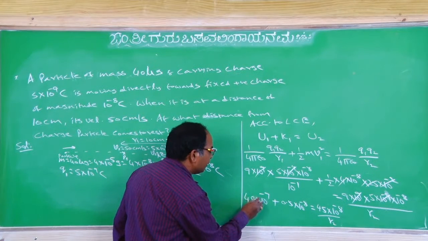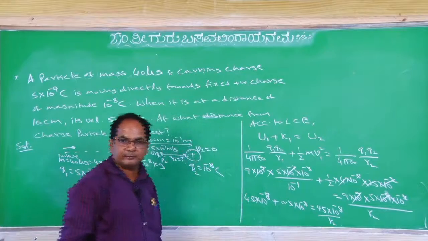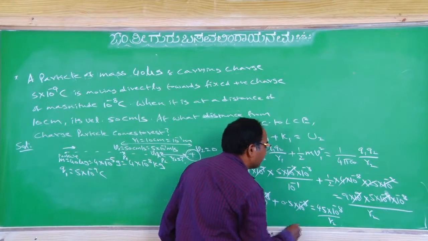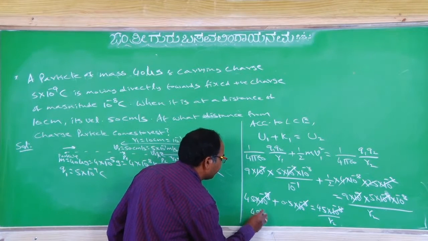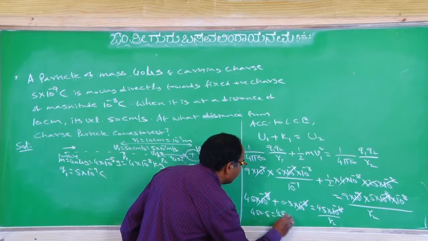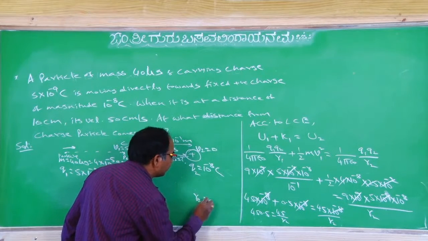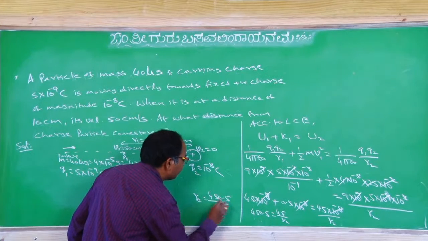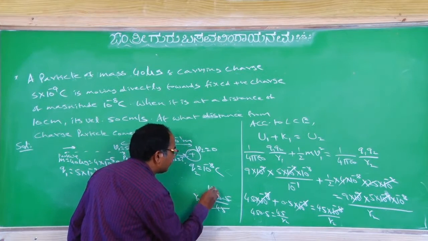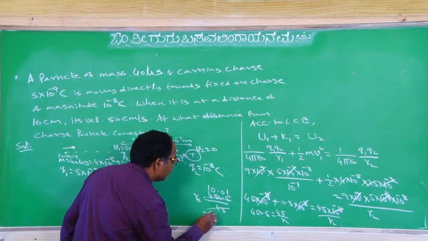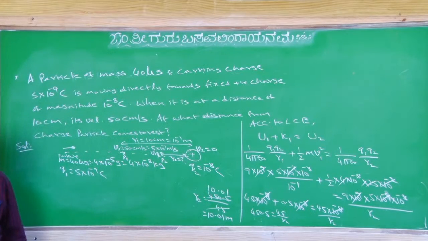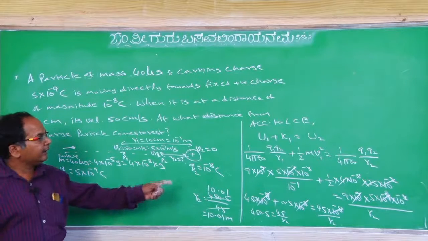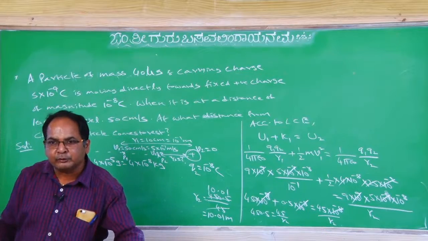So, this one you may write 450 into 10 to the power of minus 8. So 10 power minus 8 cancels. So 450.5 is equal to 45 by R2. So R2 is equal to what? 450.5 by 45, that is 10.01 meter. So at about how much distance? 10.01 distance. What happened here? The particle comes to rest.